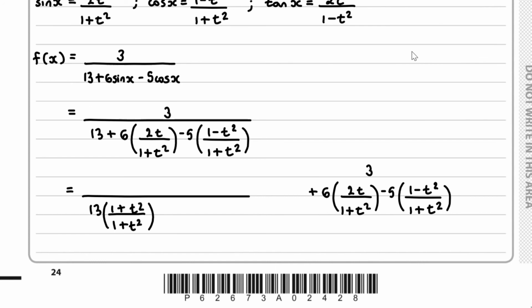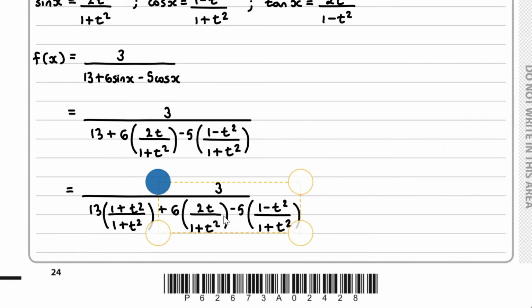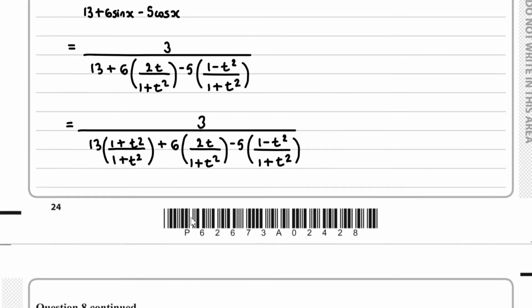Okay, so then everything else over here is the same. So let's just write this out neatly. So now that we've got this common denominator of 1 plus t squared, what we can now do is multiply both the top and bottom by 1 plus t squared.